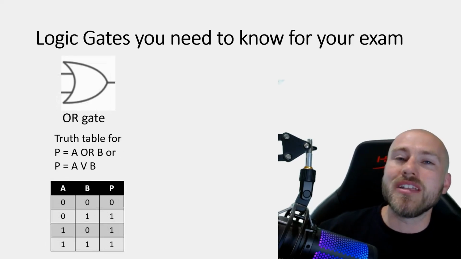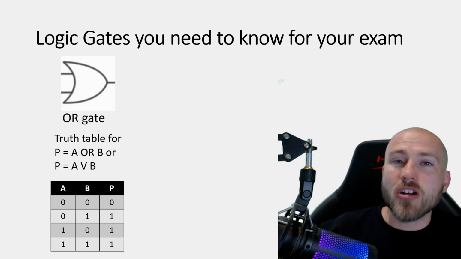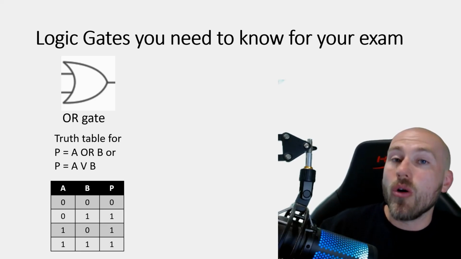The final gate that we need to know is the OR gate. So this one could be written as P equals A OR B.